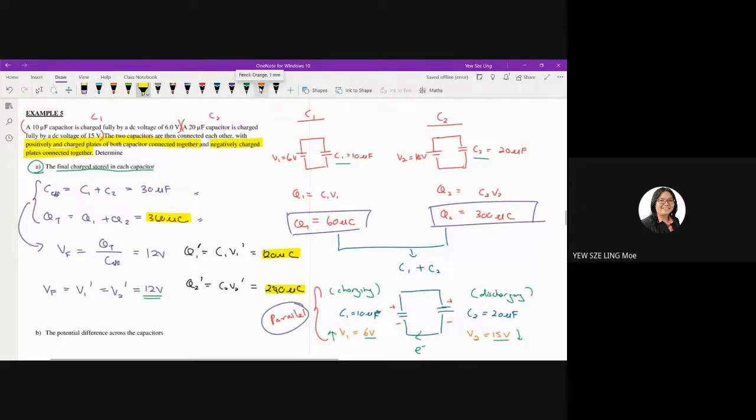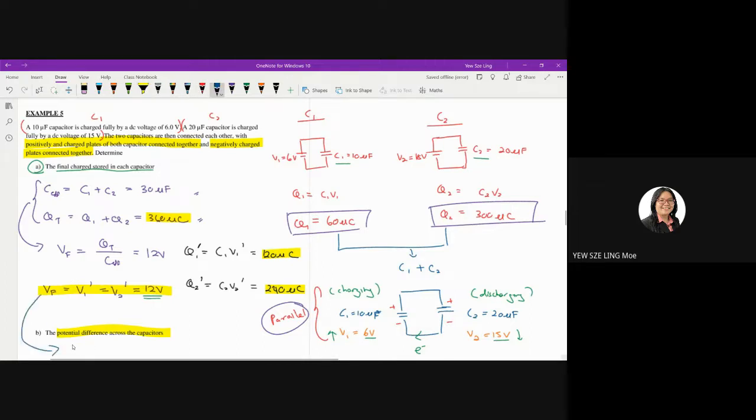So again, I give you 3 minutes to write it down before we proceed to question B. Actually, I think you are done calculating question B as well, because it's asking for the potential difference across the capacitor. Without potential difference, you wouldn't be able to calculate Q. So basically you already have the answer, which is this one. This is the answer for question B.